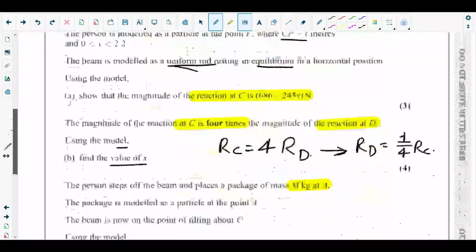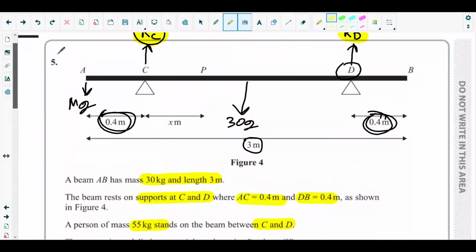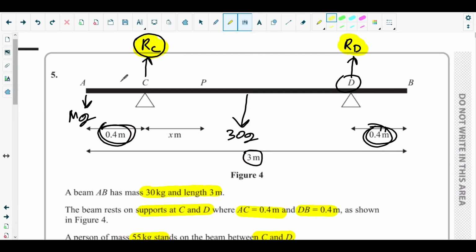Next, they said the package is modeled as a particle at the point A. The beam is now on the point of tilting about C. Very important. Tilting about C means it's in the limiting equilibrium position. So you need to figure out in which direction it is on the point of tilting. This is definitely the anti-clockwise way, because particle m has been placed on the anti-clockwise side, isn't it?